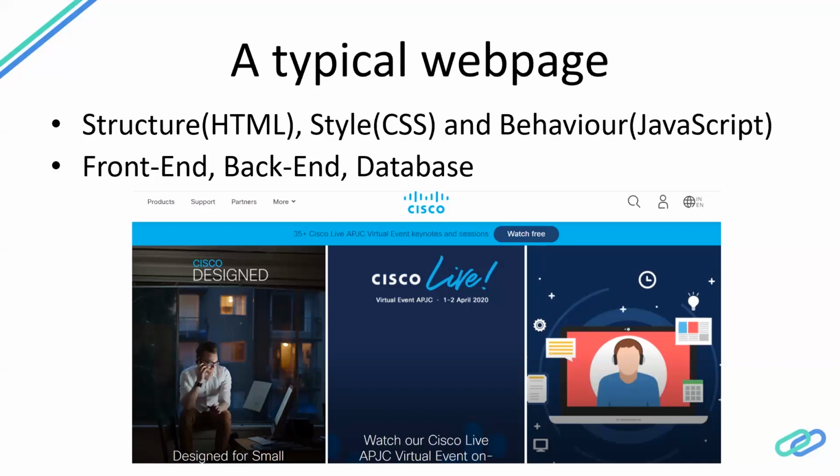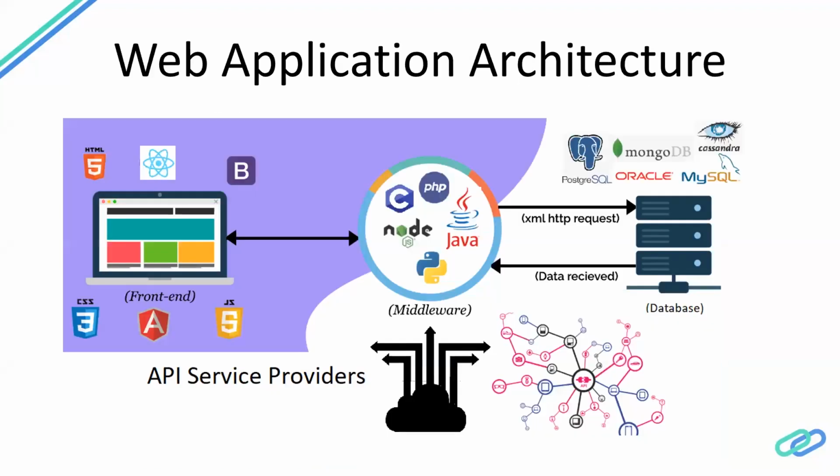Back end considers all the business logic. Every feature which you want to use is coded in the back end. And the database again is the data storage which we have. So now we come up with this web application architecture. Everything which you see on your laptop, your mobile, your tablets, etc., that is the front end.